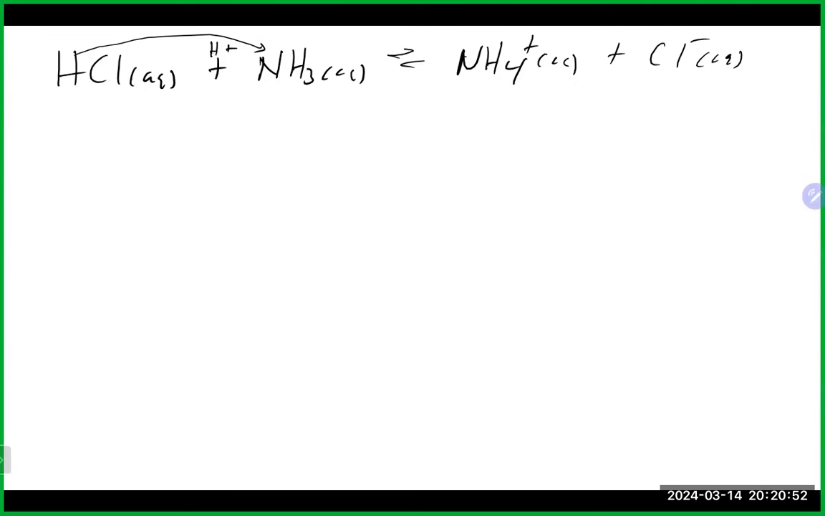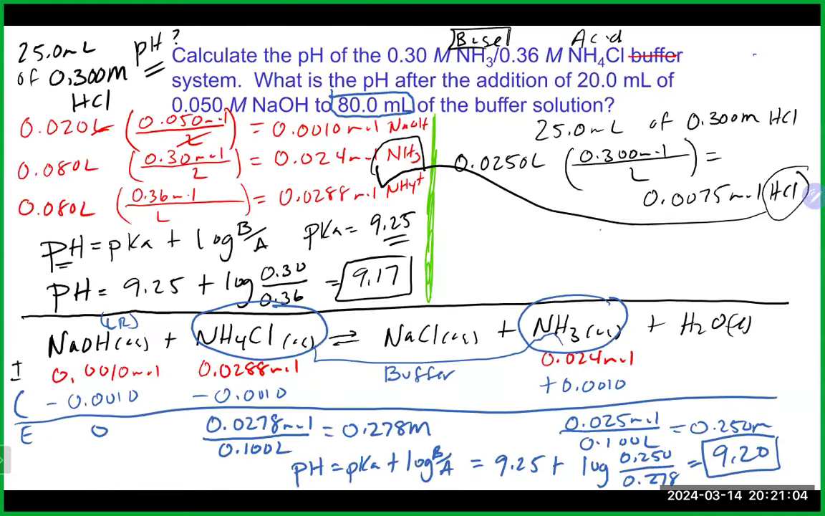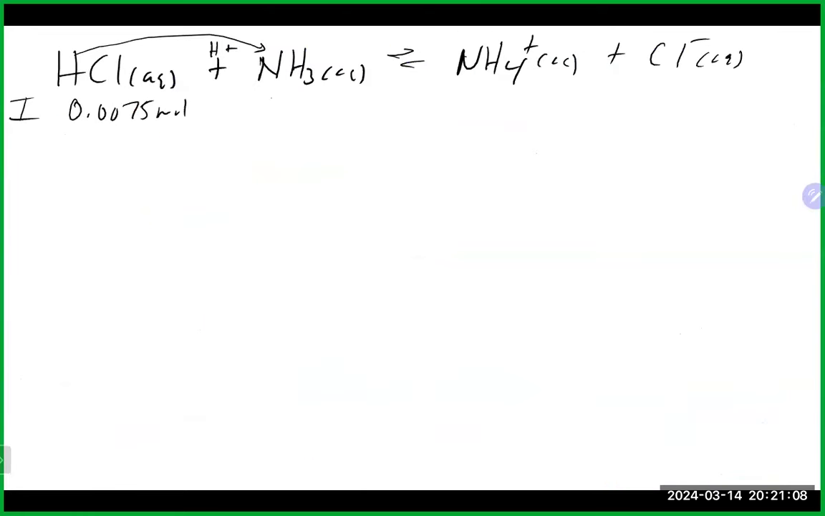We're going to again do this ice table in moles. So we just calculated there 0.0075 moles of our HCl. Once again, our buffer is going to stay the same here. So I got 0.024 moles of this guy here.